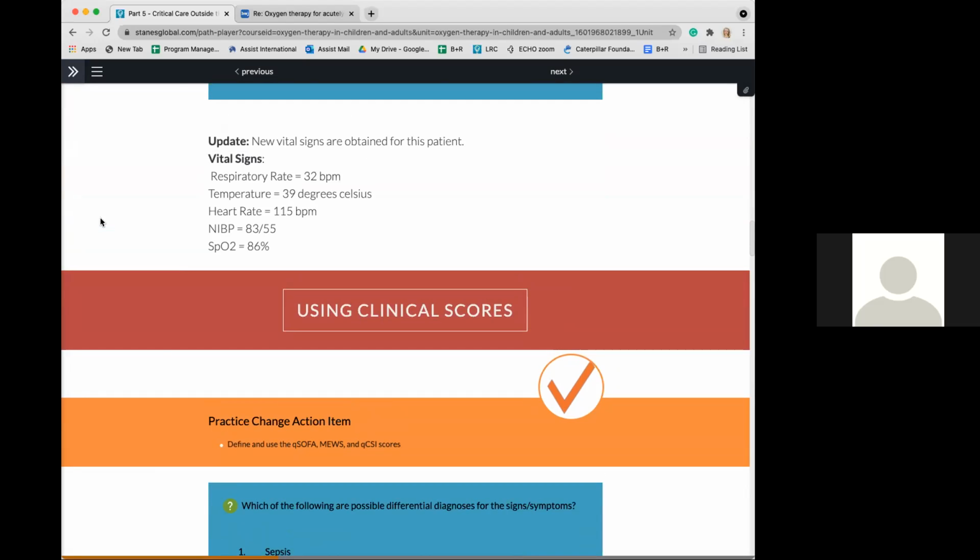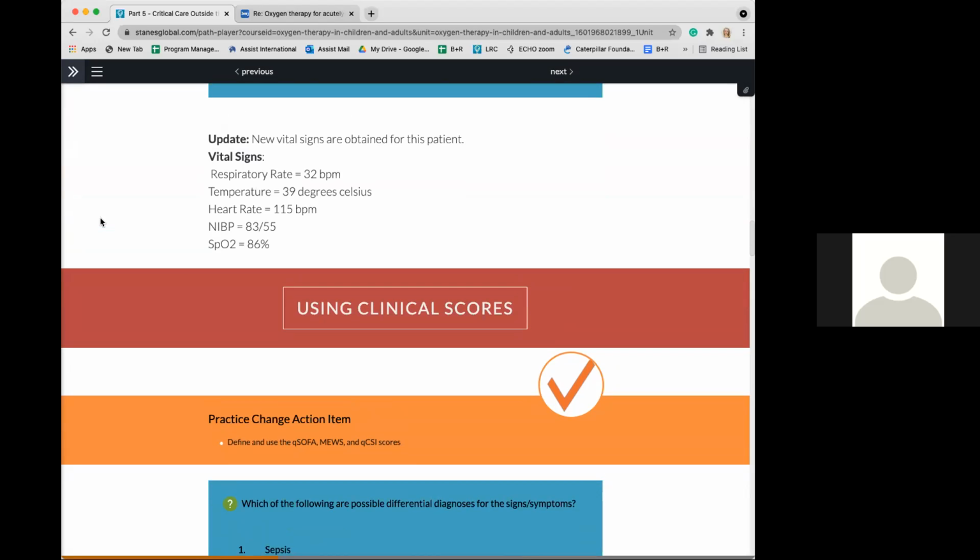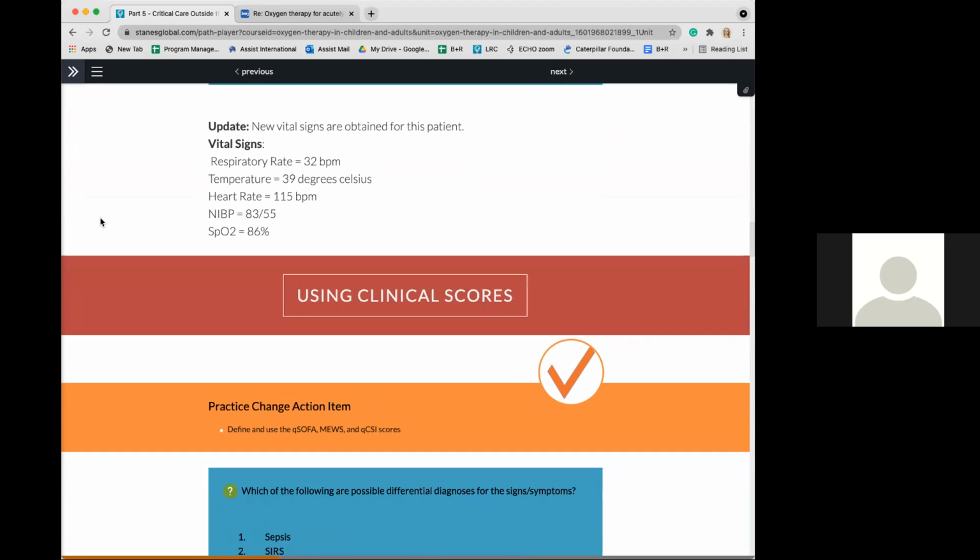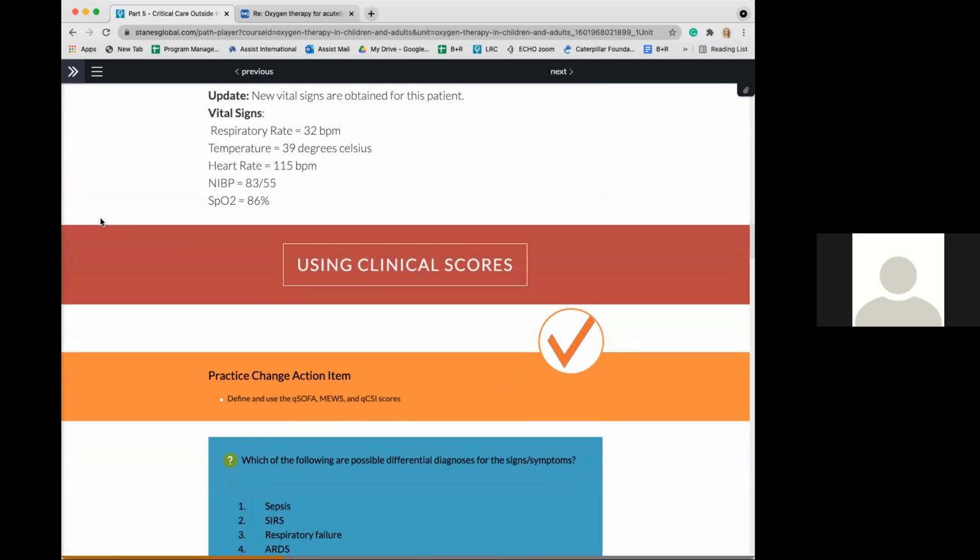Yeah, so our practice change action items as we proceed to the next session will be to define and use the qSOFA, the MEWS, and the qCSI. So I'll briefly define all of these as different scoring systems. But just before we do that, I would like us to review the question below.